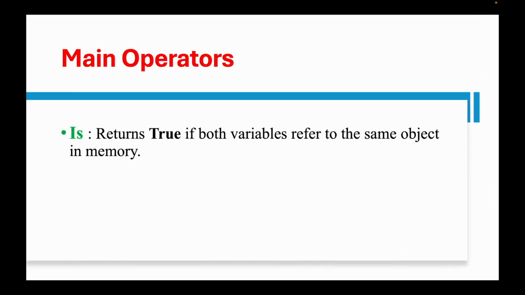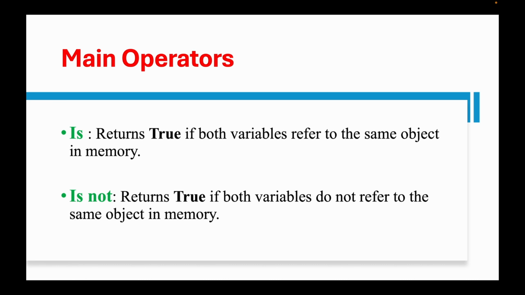There are two identity operators in Python, the is operator and the is not operator. The is operator returns true if both variables refer to the same object in the memory, whereas the is not operator returns true if both variables do not refer to the same object in the memory. Now let's practice the Python code of identity operator in Jupyter Notebook.